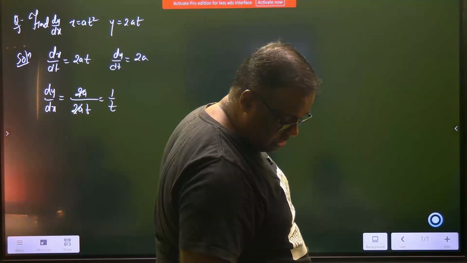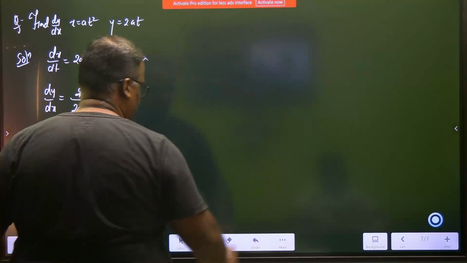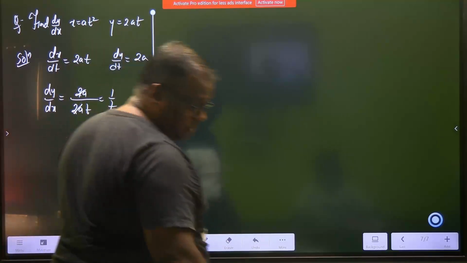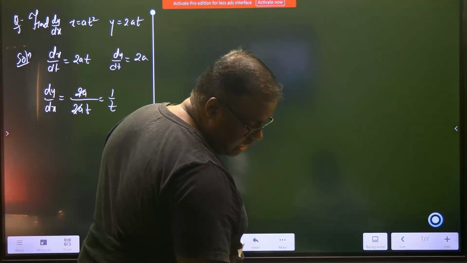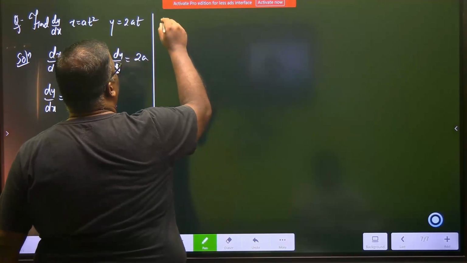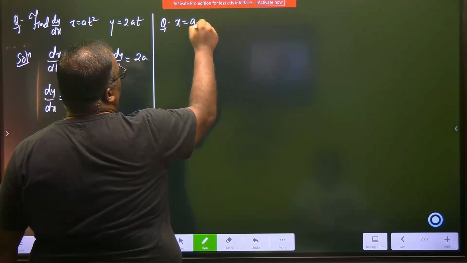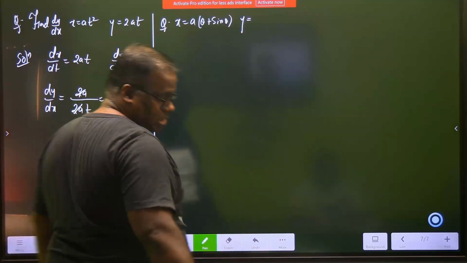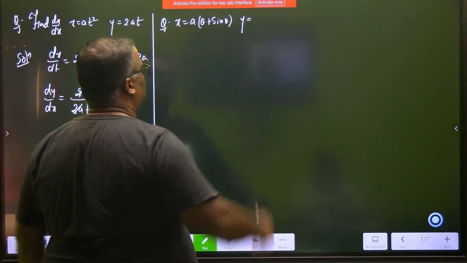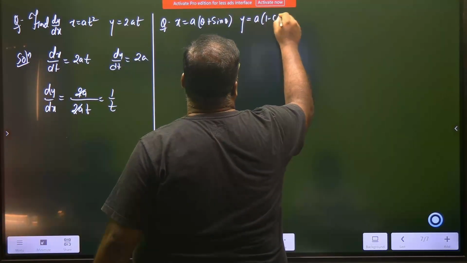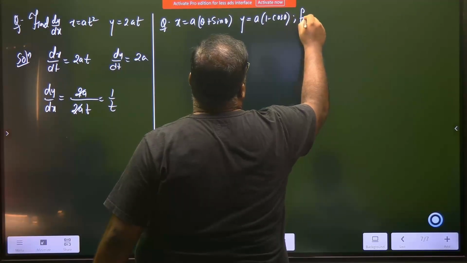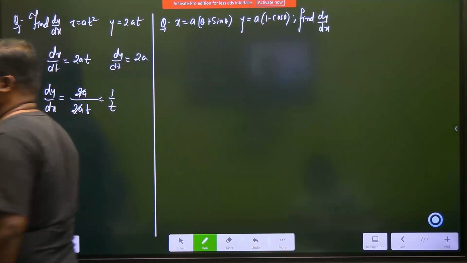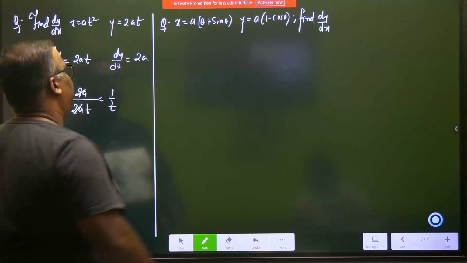Let's do one more. Okay. Our next question is x equal to a into theta plus sine theta, and y is equal to a into 1 minus cos theta. You are supposed to find dy by dx.